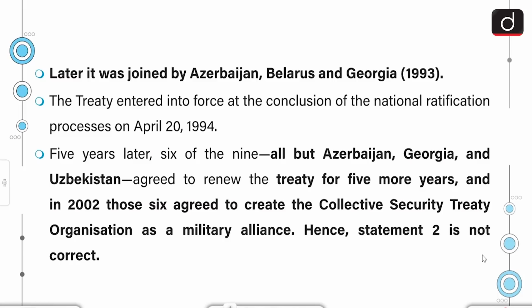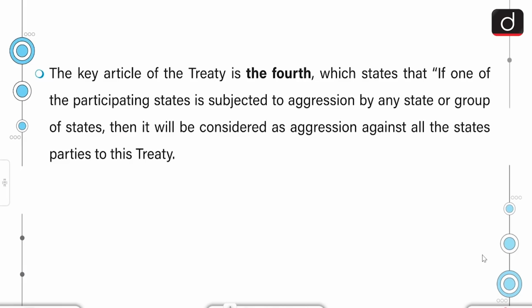The treaty came into force in 1994, and 5 years later, 6 of the 9 members said, let's renew this treaty to make it a military organization. Azerbaijan, Georgia, and Uzbekistan did not agree. So we have to move away Azerbaijan, Georgia, and Uzbekistan from the second statement, which is why it is incorrect. The key article of the treaty is the 4th one, which is like the NATO pact. NATO also has an alliance that is military in nature. Similarly, we have it here. If one of the participating states is subjected to aggression by any state or group of states, it will be considered an aggression against all the states that are party to the treaty.